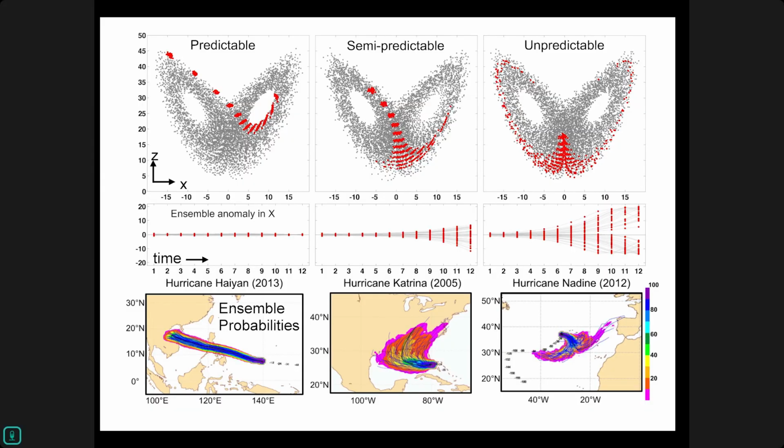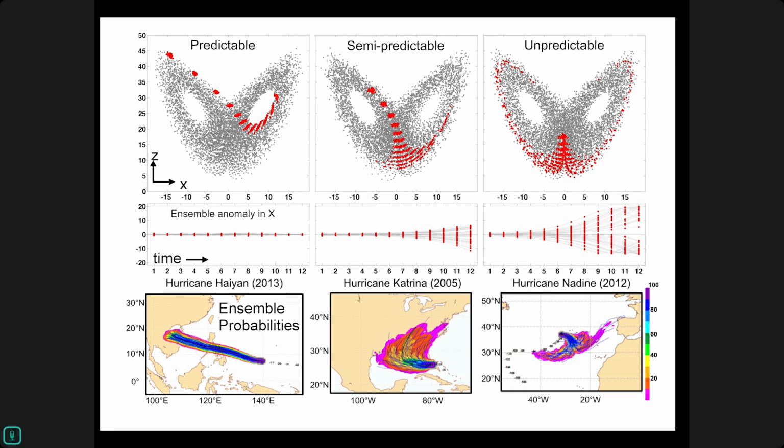And I see how these 50 members diverge as we integrate the model forward in time. What we see here is these 50 dots tend to stay close to one another for a long time. Here they're staying close to one another, and then eventually they start diverging. Here they pretty much start diverging from the get-go, from the start of the model run itself.